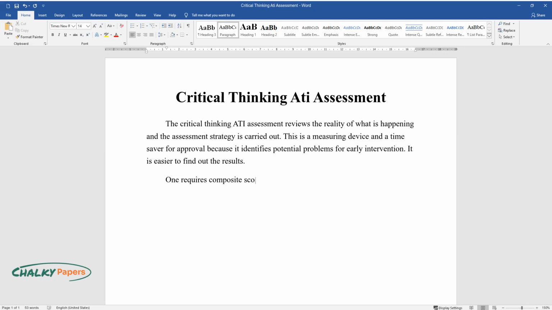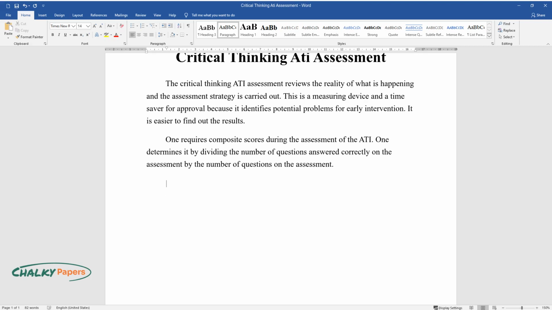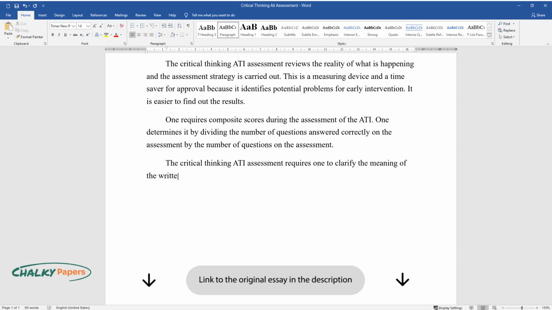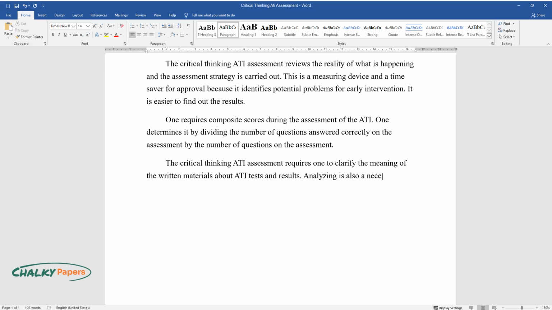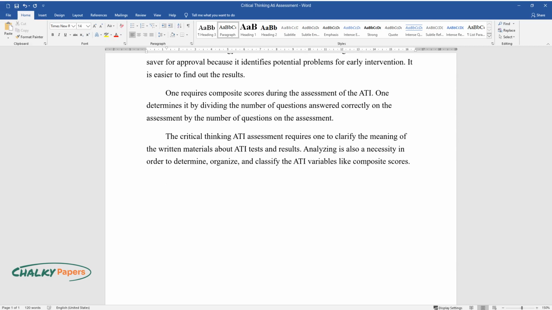One requires composite scores during the assessment of the ATI. One determines it by dividing the number of questions answered correctly on the assessment by the number of questions on the assessment. The Critical Thinking ATI assessment requires one to clarify the meaning of the written materials about ATI tests and results. Analyzing is also a necessity in order to determine, organize, and classify the ATI variables like composite scores.